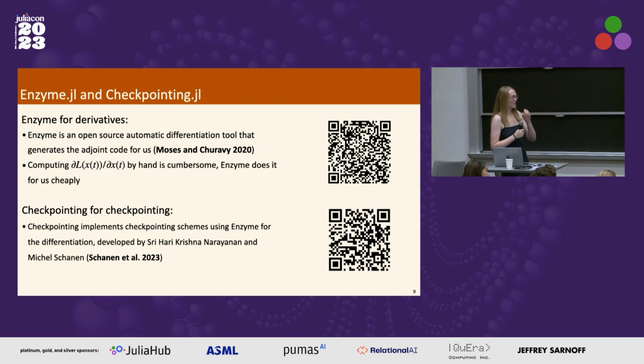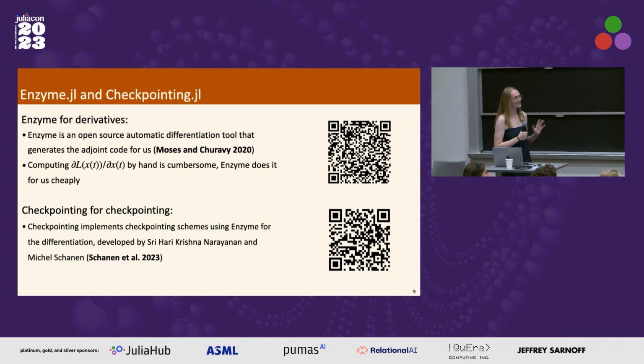The two packages that we're using for the adjoint method are Enzyme.jl and Checkpointing.jl. Enzyme is an open source automatic differentiation tool, and it generates and compiles the adjoint code for us, which is really handy. This was developed by Moses and Shiravi, and you can scan that QR code for a paper by them that goes more into depth on the package. In general, computing the derivative of the forward step with respect to the state by hand is very cumbersome. Enzyme does this for us very cheaply, which is great.